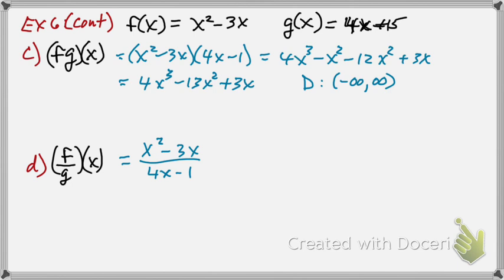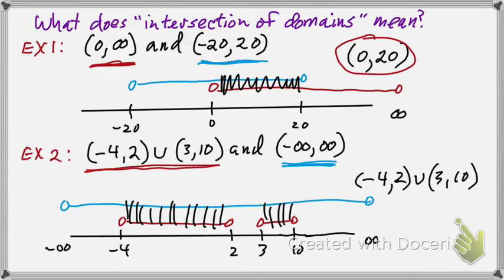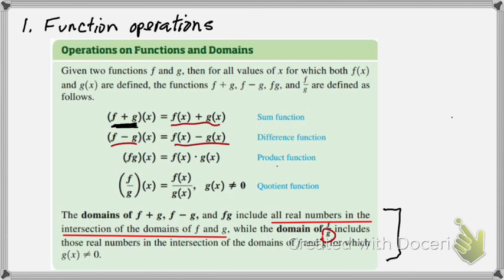What's the domain? Now, don't get lulled into thinking, okay, those first three examples, the domain was negative infinity to positive infinity. Because F and G, that was their domains. But let's go back to here. What do we have to watch out for on divides? Zero. Yep.